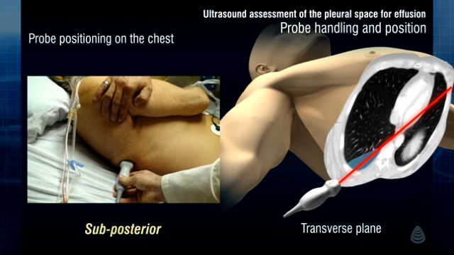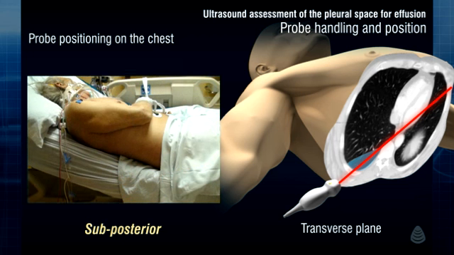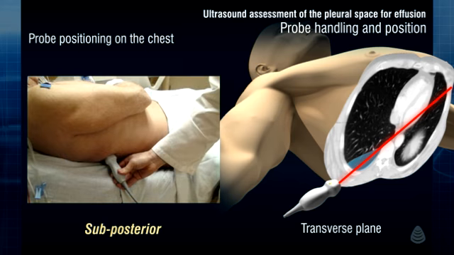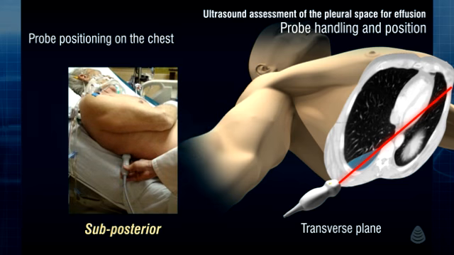To optimize visualization and tapping or drainage of small subposterior effusion, another option is to place the patient's lateral chest flush to the side of the bed mattress so that the probe can be easily positioned in this subposterior area. Care must be taken to adequately restrain the patient so as to avoid an accidental fall off the bed.